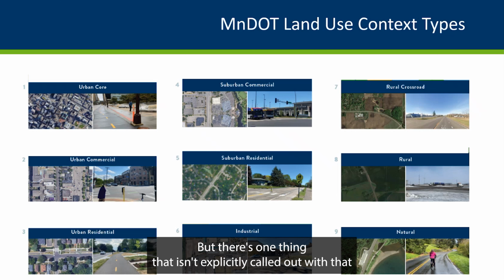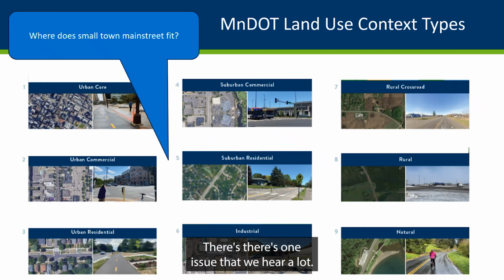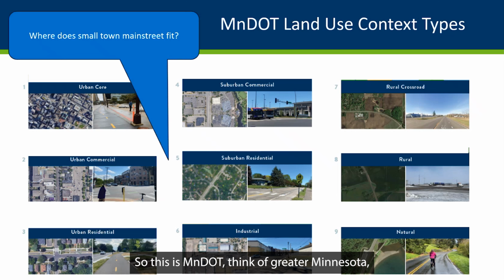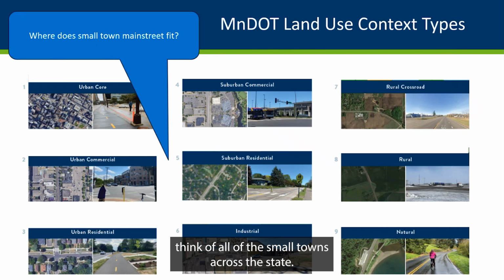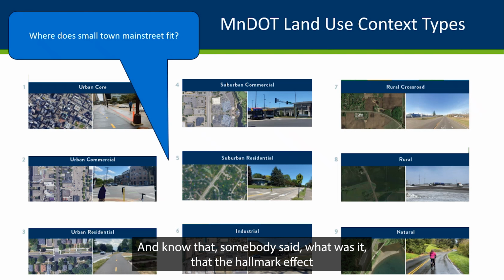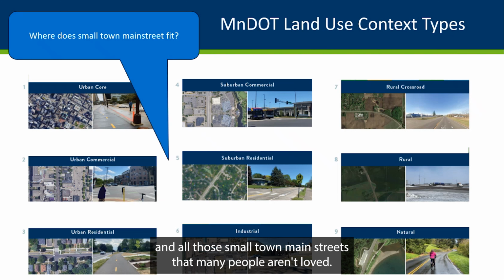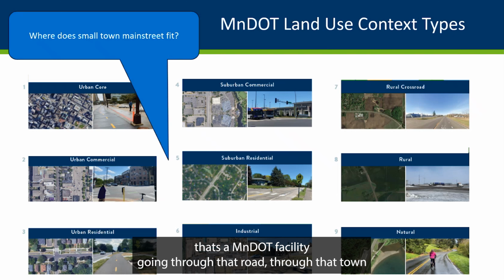I'm going to go through each of these, but there's one thing that isn't explicitly called out that we've wrestled with a lot. There's one issue that we hear a lot: where does the small town Main Street fit in, right? So this is MnDOT. Think of greater Minnesota. Think of all of the small towns across the state, the Hallmark effect, the Mulberry effect. Think of all those small towns and small town main streets that many people love. That's an MnDOT facility going through that town most of the time, right?